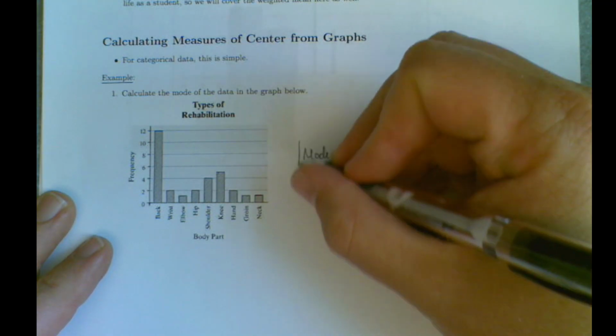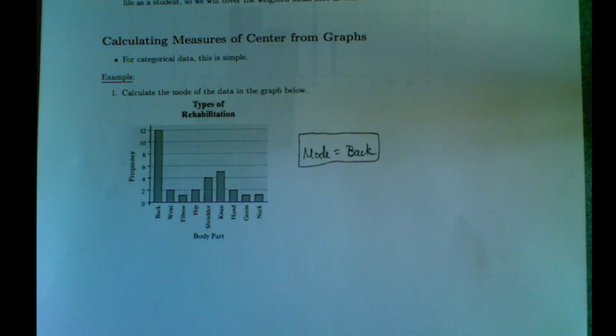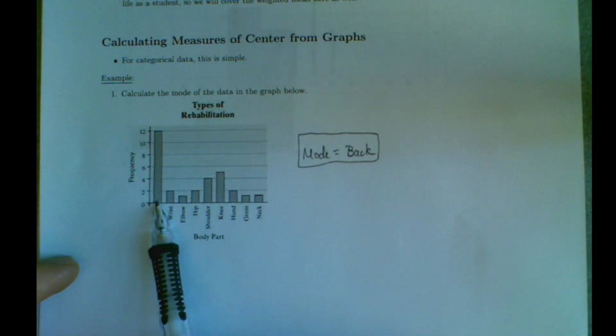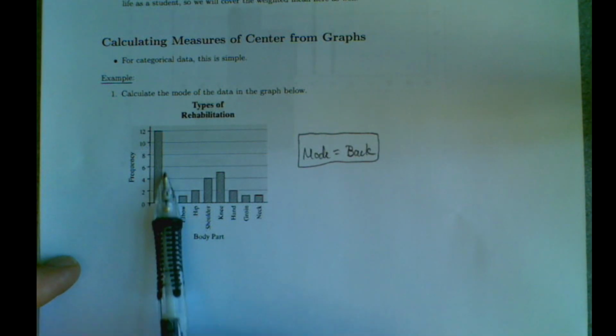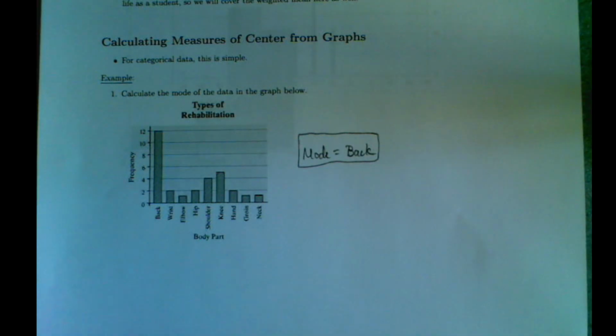A common mistake that students will make will be to list the frequency of the mode as the mode itself, but that's not correct. In other words, a lot of times students would want to say, well, the most frequent observation was the back, it happened 12 times, and so mode equals 12. But that's not correct, right? The mode is the back, right? The mode is the back injuries in this example.